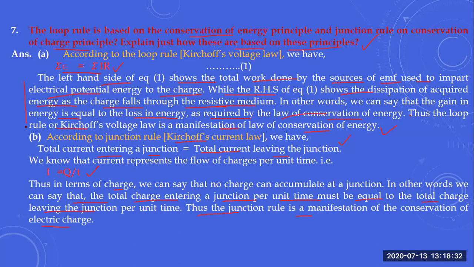So it is proved by Kirchhoff's second rule, and in accordance with Kirchhoff's junction rule, we came to know that there is a concept of conservation of charge, and here is the definition of current: charges flowing per unit time. Whatever number of charges flow into the junction will be the same as the amount of charges that flow out of the junction.